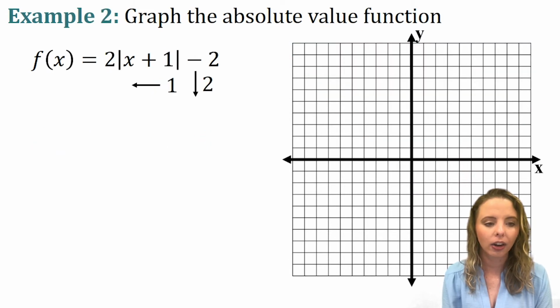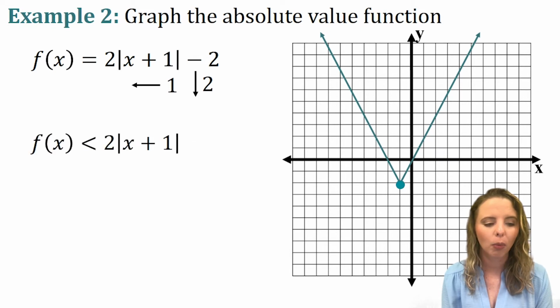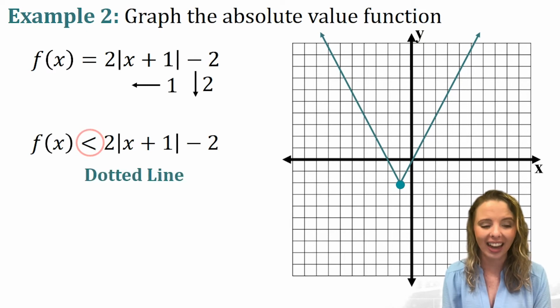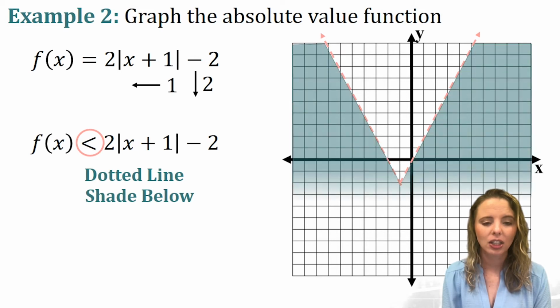So here was another one from the absolute value functions video. Plus 1 moved us left, and minus 2 moved us down. And so we graphed this function right here. Now, what if we said that this was f of x is less than 2 times the absolute value of x plus 1 minus 2? Now, because this is less than, we know that we need a dotted line. We also know that we need to shade below. So we're going to shade everything below that function.